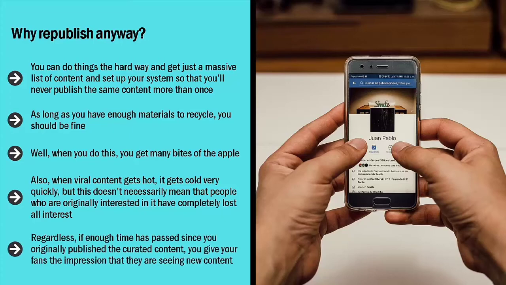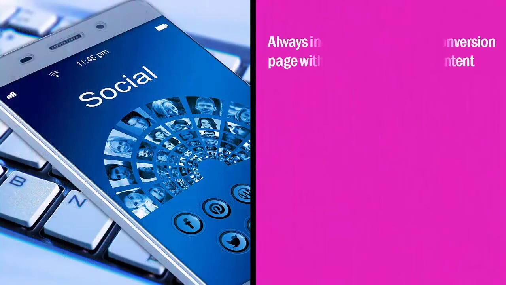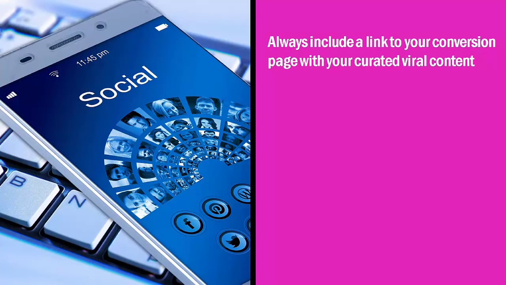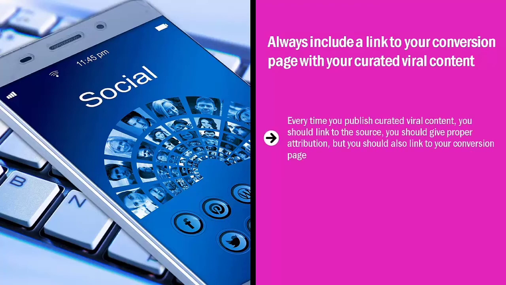Regardless, if enough time has passed since you originally published the curated content, you give your fans the impression that they are seeing new content. This is always a good thing. Always include a link to your conversion page with your curated viral content. Every time you publish curated viral content, you should link to the source, you should give proper attribution, but you should also link to your conversion page. This is your mailing list. If you can't do that, then Facebook will publish your curated content as something published by your Facebook page. This might be good enough.